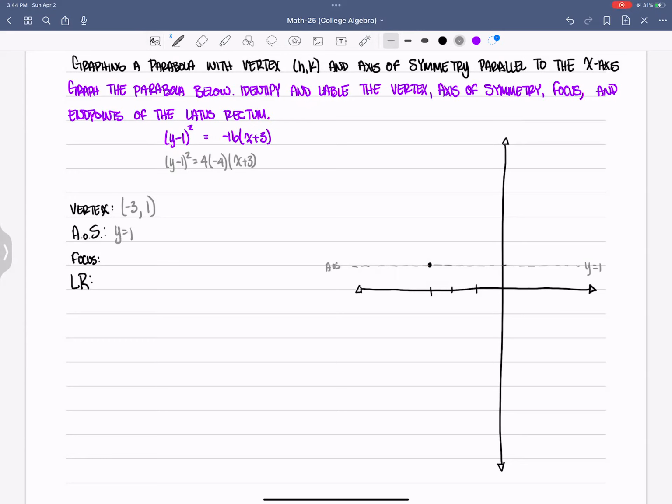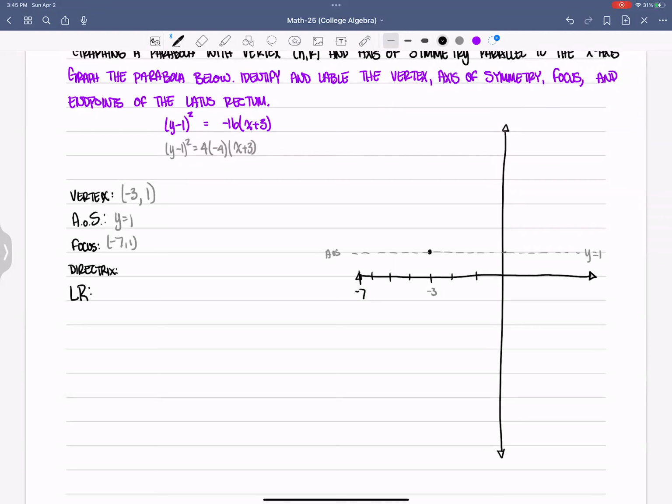Our focus. They didn't mention anything about the directrix, but we're still going to include that. All right, focus: we're going out p units in the p direction. So p is negative 4, we're subtracting 4, going out this way in the x direction. That would be negative 7, 1. So that's negative 3, 4, 5, 6, and 7. Our focus is going to be here at negative 7, 1.